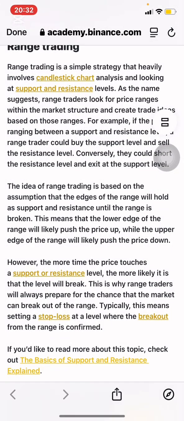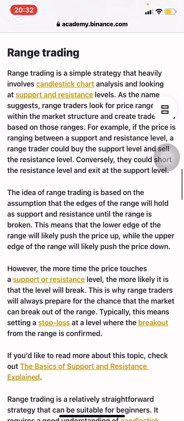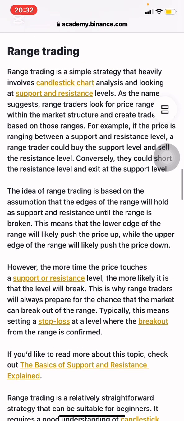As I've told you, today we are going to look at day trading strategy number 2, which is called range trading. Range trading is a simple strategy that heavily involves candlestick chart analysis and looking at support and resistance levels. So range trading involves candlestick charts. You should be able to read the candlesticks, analyze them, and look at the support and resistance levels.